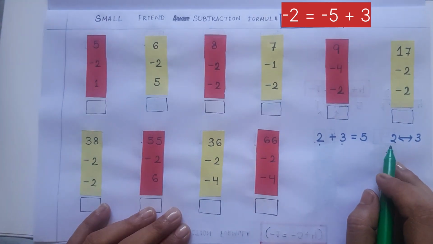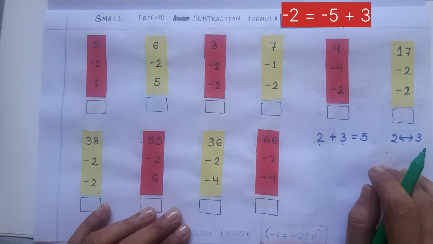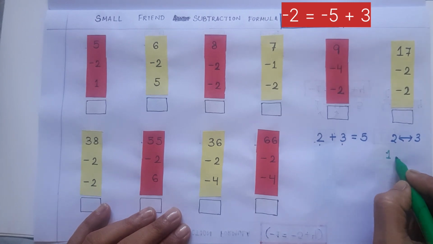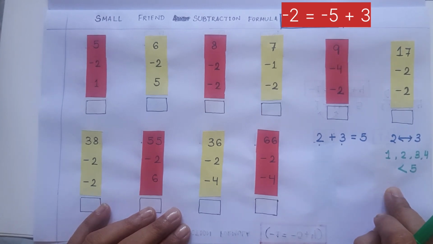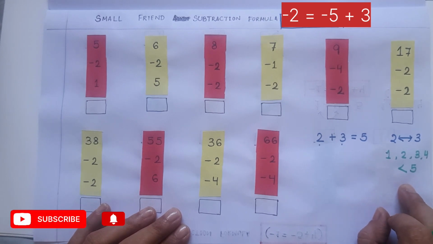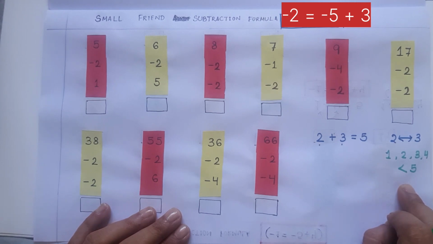Okay. Now let's understand when we use the small friend subtraction formula. When we want to subtract 1, 2, 3, or 4, which is less than 5, from a particular number where direct subtraction is not possible, as we don't have enough bits available at the lower deck of the abacus, but we have upper bits available with us. In those situations, we apply the small friend subtraction formula. Today, we will be learning the small friend subtraction formula for 2.